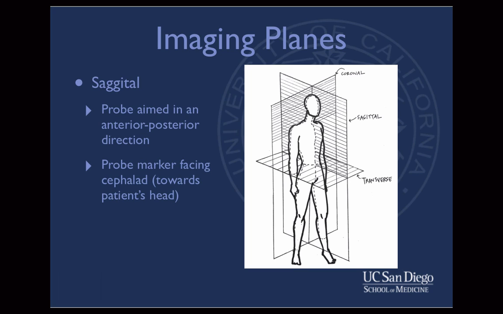The sagittal plane is achieved by orienting the probe marker to the patient's head and aiming the probe from front to back. The coronal plane is achieved by orienting the probe marker to the patient's head and aiming the probe right to left.